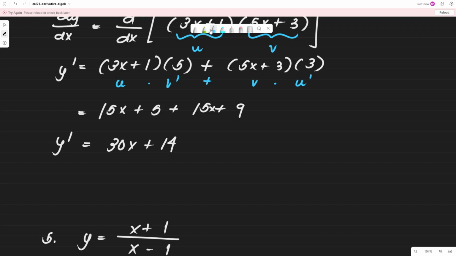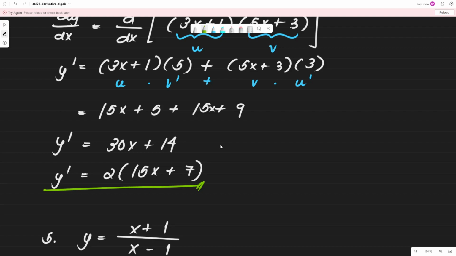Okay, or kapag sinimplify natin, common factor nila is 2. So we have y prime is equal to 2 times 15x plus 7. So this is our answer, 2 times 15x plus 7. Okay, but other professors accept the answer 30x plus 14. Actually, okay lang naman. Pero ako kasi, I prefer factored out lahat.